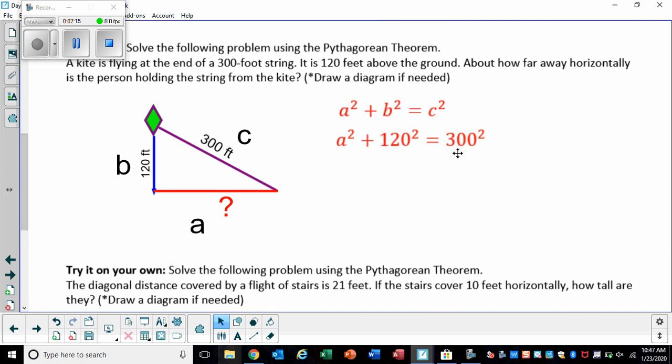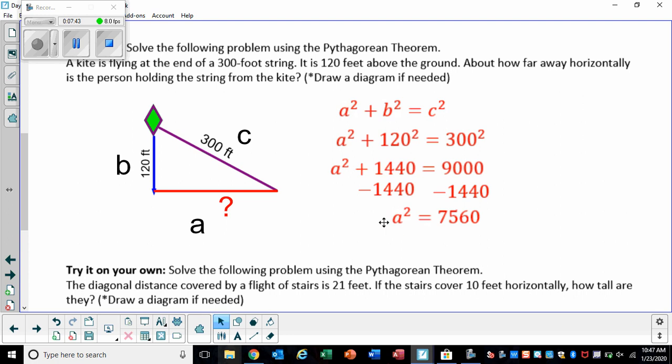So now I'm just going to simplify everything. I can do 120 squared and 300 squared. So now I have A squared plus 14,400 equals 90,000. And I need to get A squared by itself so that I can solve for A. So I'm going to subtract 14,400 from both sides. That leaves me with A squared equals 75,600.